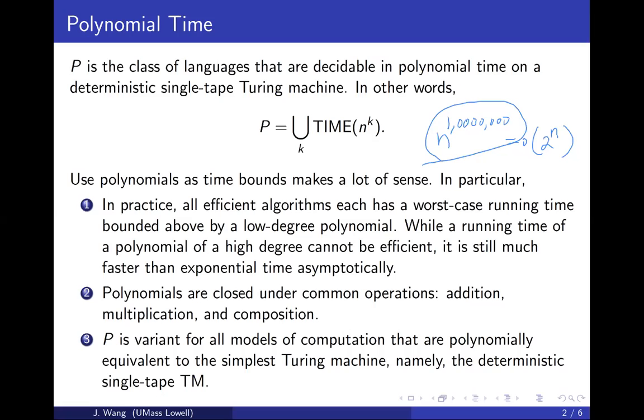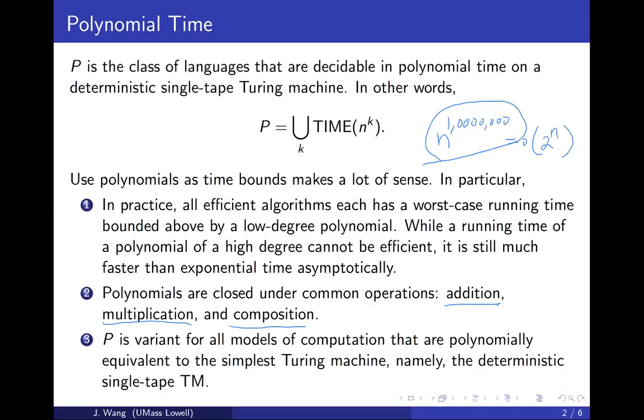And then I just mentioned polynomials are closed under common operations: addition, multiplication, and composition. So these are good enough for using polynomials as a time measure.